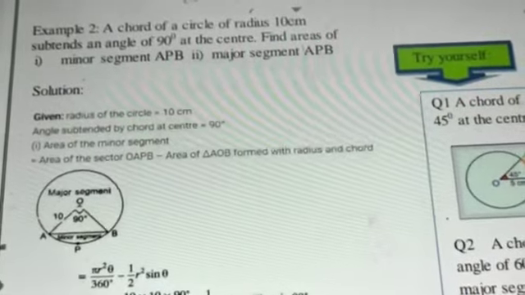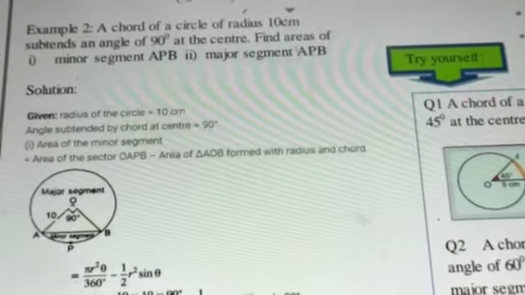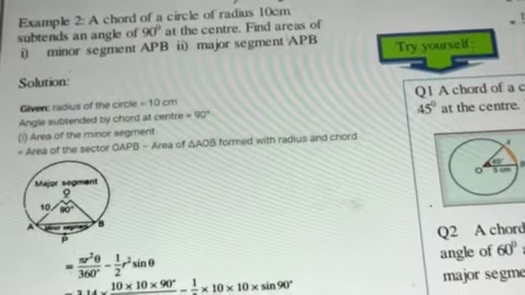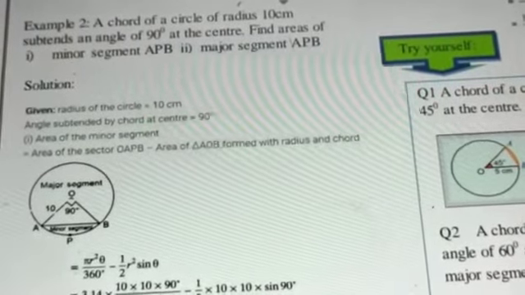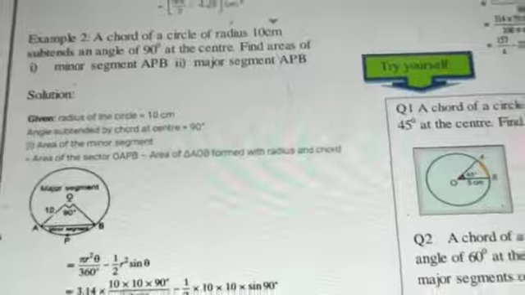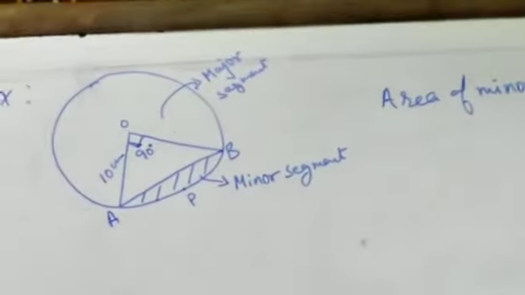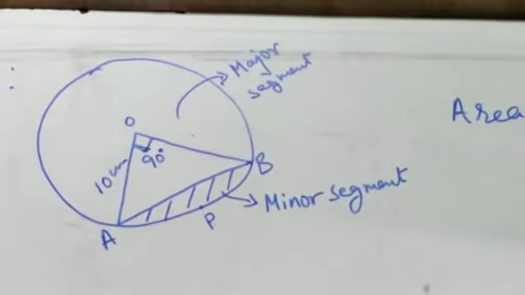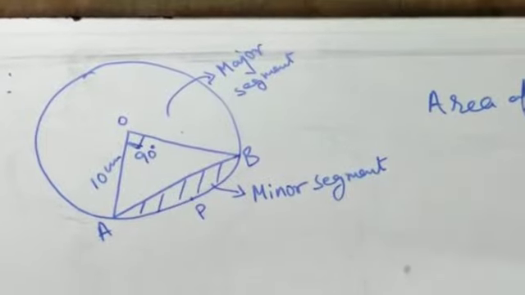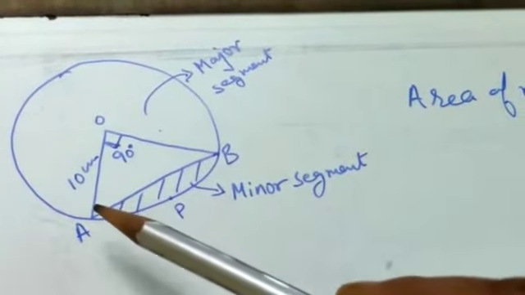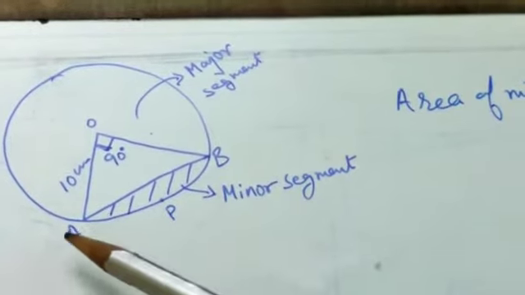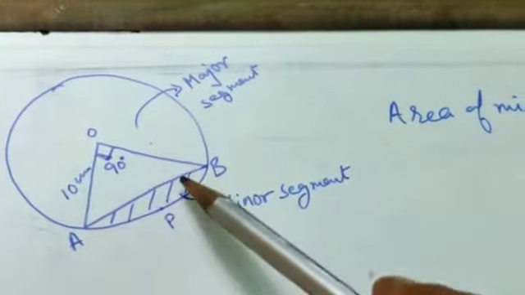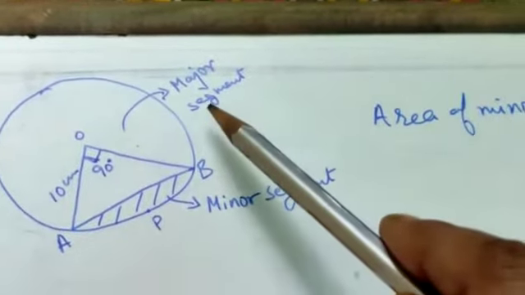Now let us do example number 2, which says a chord of a circle of radius 10 centimeter subtends an angle of 90 degrees at the center. Find the areas of first minor segment APB and then major segment APB. Now consider this figure. Here we have a circle in which a chord is subtending an angle of 90 degrees at the center and the radius of this circle is 10 centimeter. Now here we have two segments, minor segment APB. This is the minor segment, and the left portion of the circle is major segment APB.